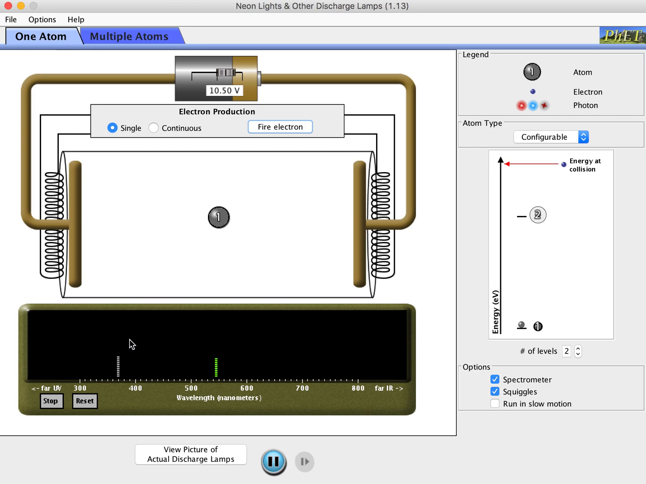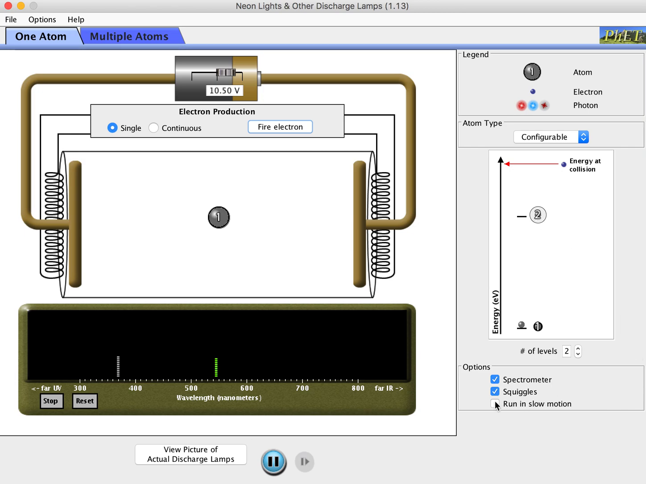And note, no. The answer to this is false. I get just as many photons, providing, of course, that the energy level at the collision is above the top energy level of either of those configured atoms. Third statement, true or false, photons are emitted as electrons in the atom jump up in energy.